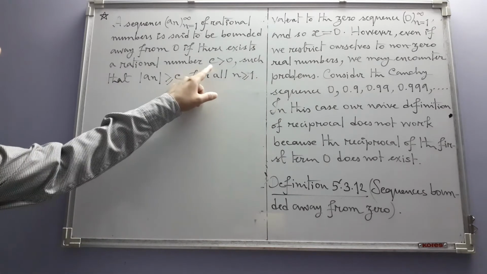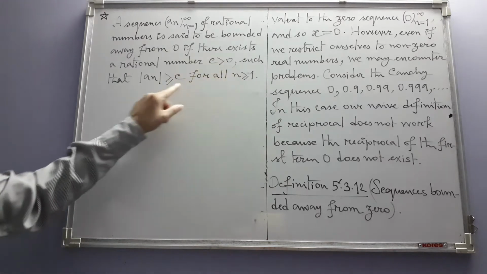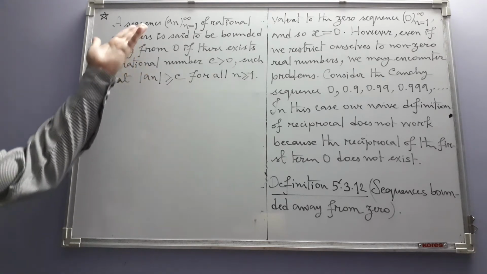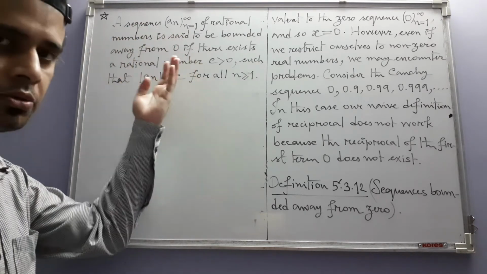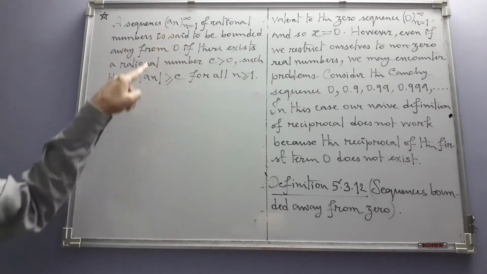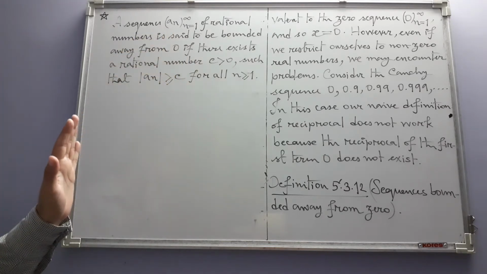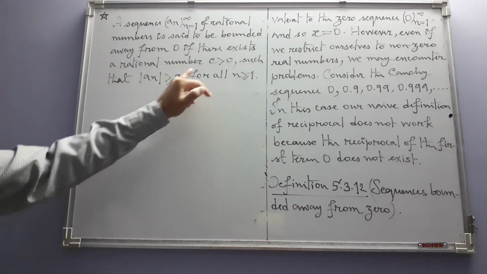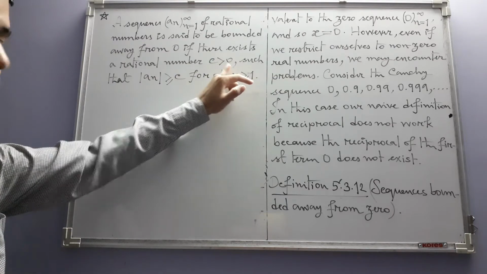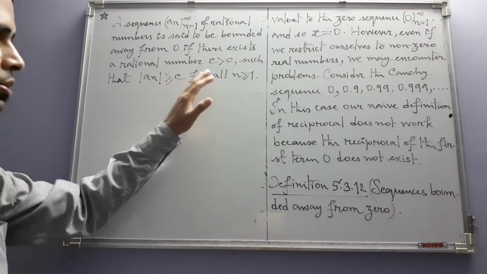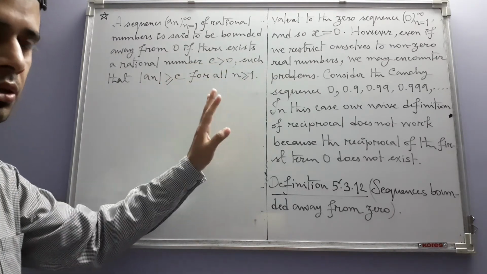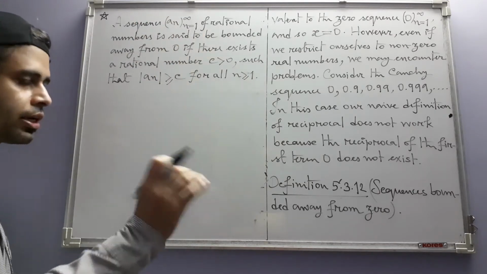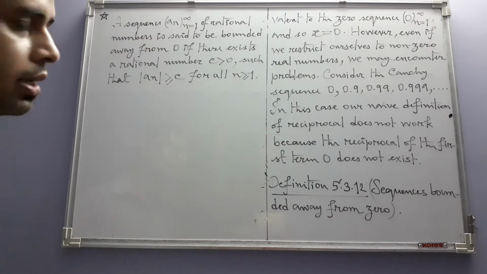So because of positivity of C and because of this inequality you can now see that in a sequence of rational numbers that is bounded away from 0, no term can actually be equal to 0, because we cannot have C less than or equal to 0. C is already greater than 0. So if we have C less than or equal to 0, trichotomy of rational numbers will be contradicted. So in such a sequence, 0 terms will not occur anywhere.